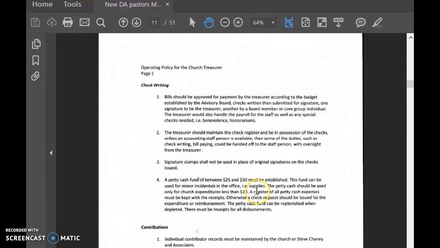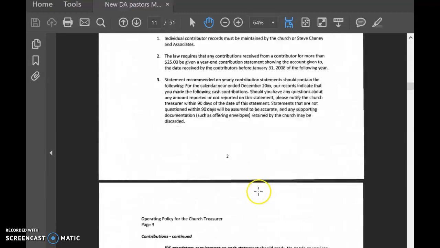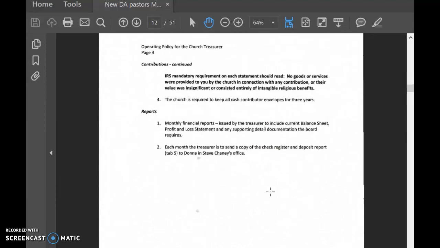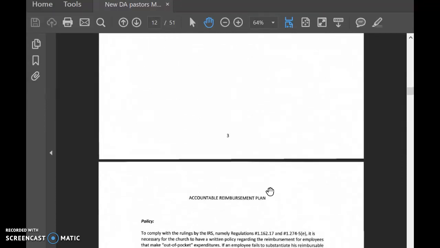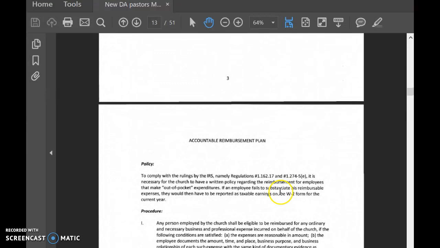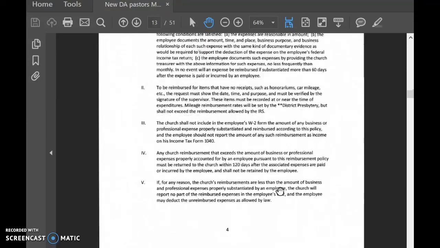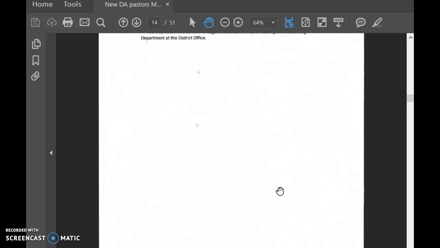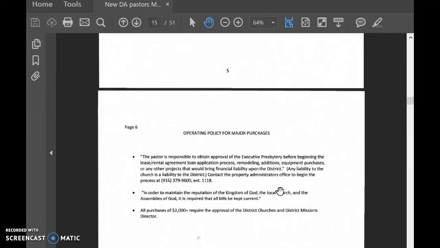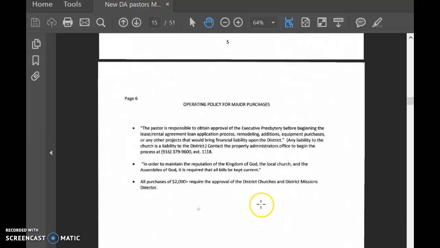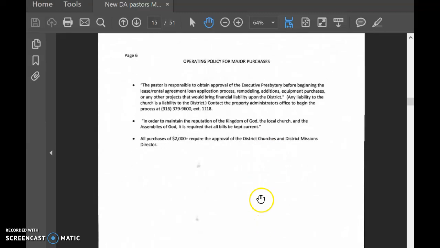So check writing, all of this information, contributions, this is going to be important for you to read through and also hand to the church secretary for them to read through as well. And there's the account reimbursement. Here's our policy for any sort of reimbursement plan. And there's an operating policy for major purchases. Again, anything over $2,000 requires approval of the assistant superintendent.